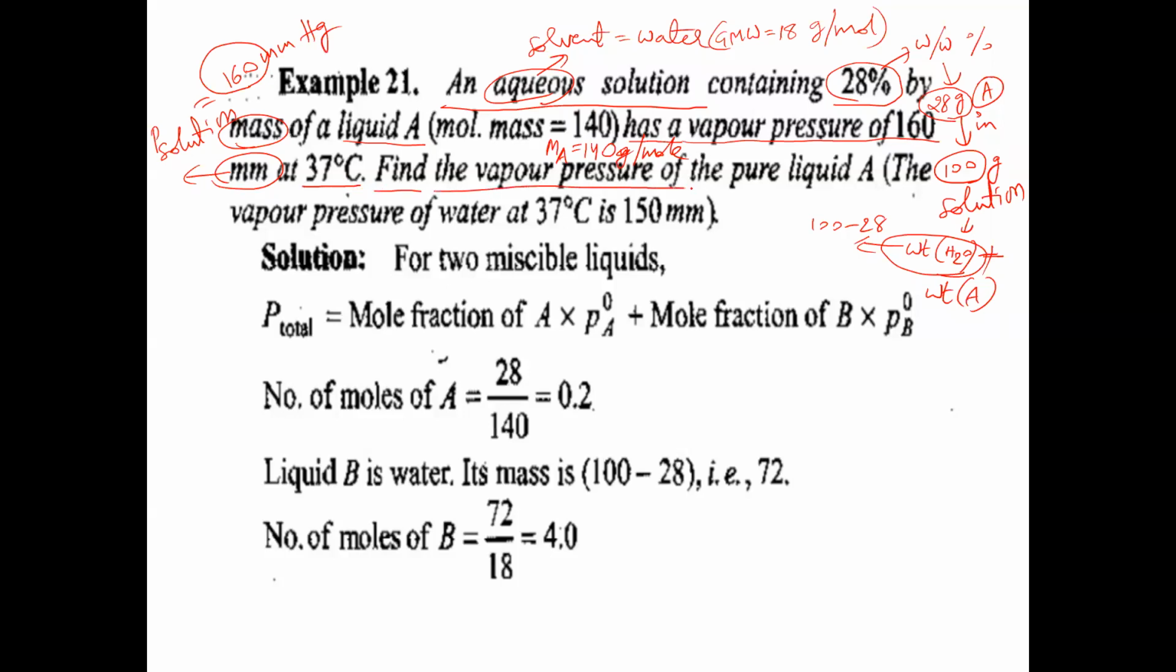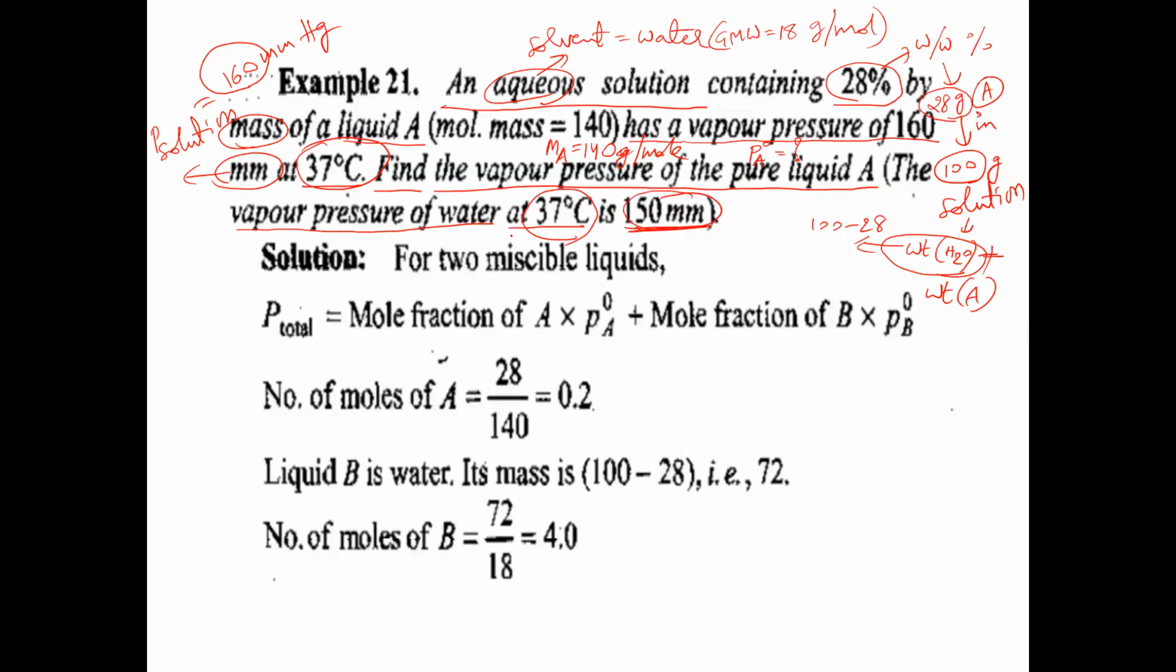Find the vapor pressure of the pure liquid A. Vapor pressure of pure liquid A means PA naught. What we have to calculate now? PA naught, the vapor pressure of pure liquid A. And also given is the vapor pressure of water at the same temperature, 37 degrees Celsius. At the same temperature, the vapor pressure of water is 150 mm. They have given the vapor pressure of water, and the vapor pressure of liquid A we have to get.